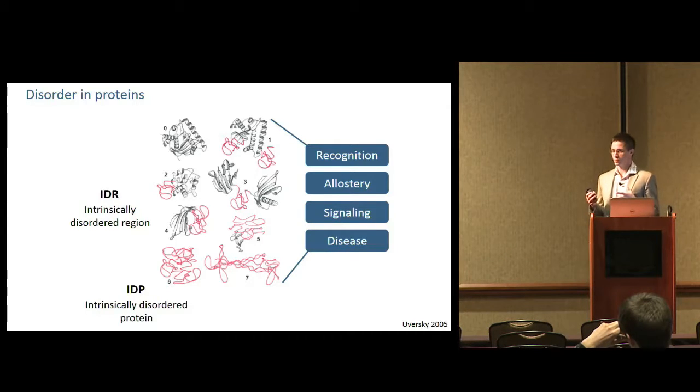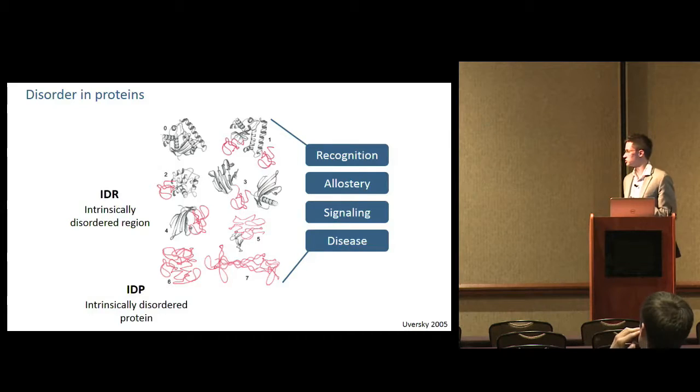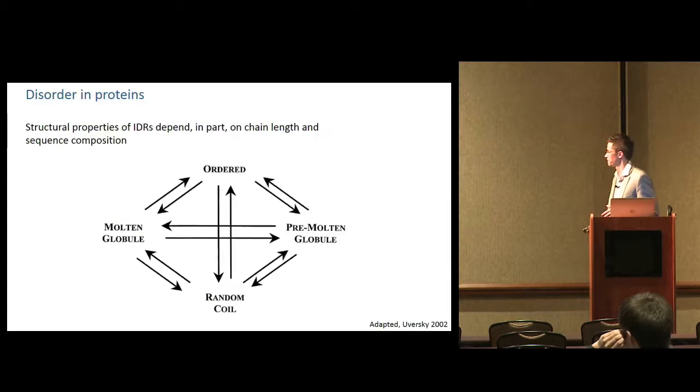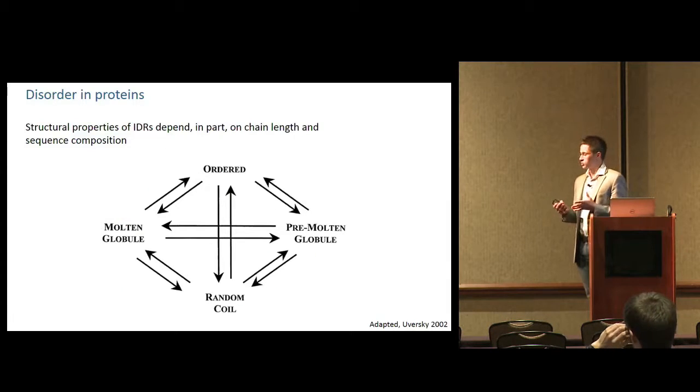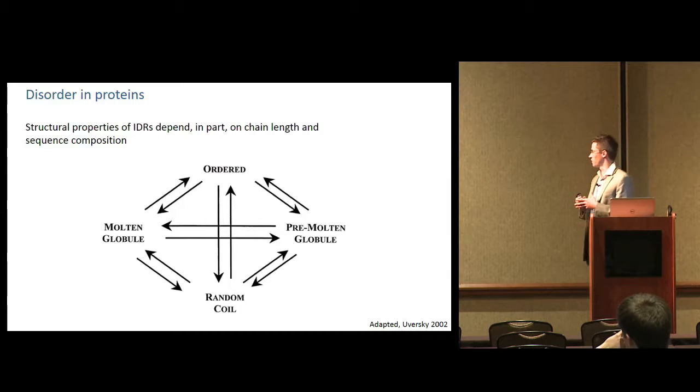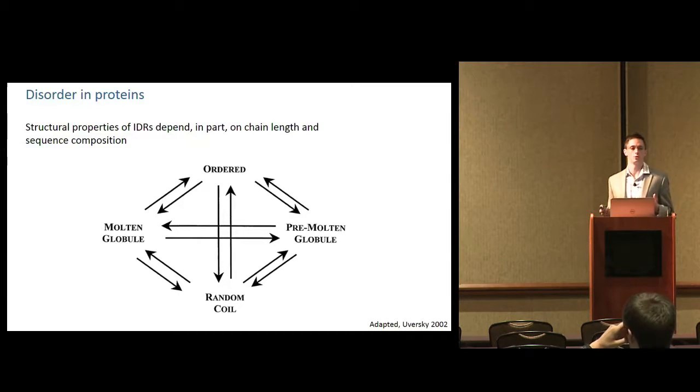So if we're going to be someday as successful in targeting IDRs with drugs as we are in targeting well-structured proteins, we need to have an extensive understanding of the thermodynamic and structural properties of IDRs. In 2002, Uversky proposed the protein quartet hypothesis. And essentially, this attempts to characterize the structural states that a protein can assume. On top, we have the well-structured or ordered protein and three disordered states on the bottom, all differing in their extent of collapse or compaction.